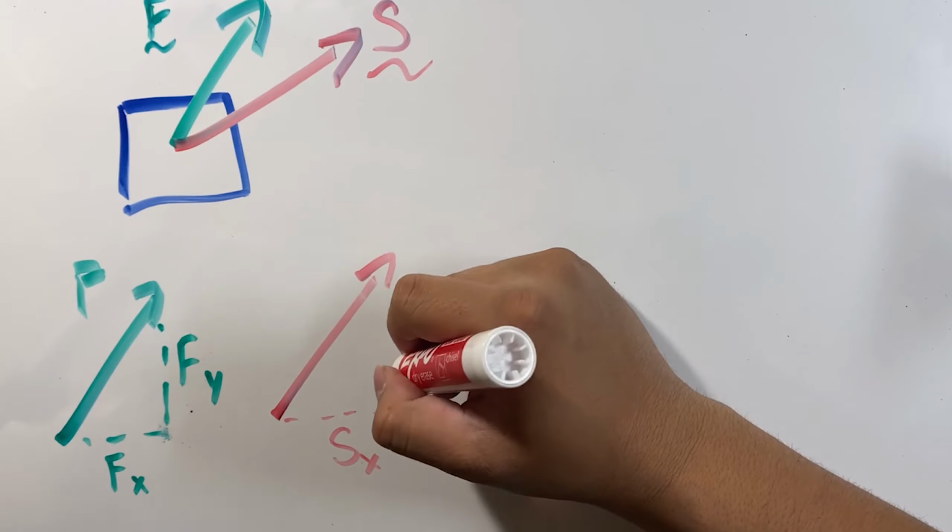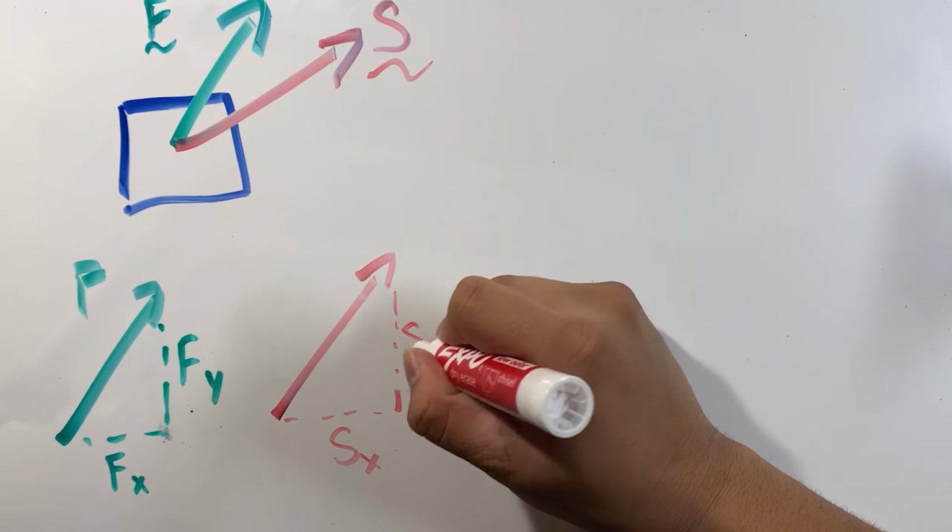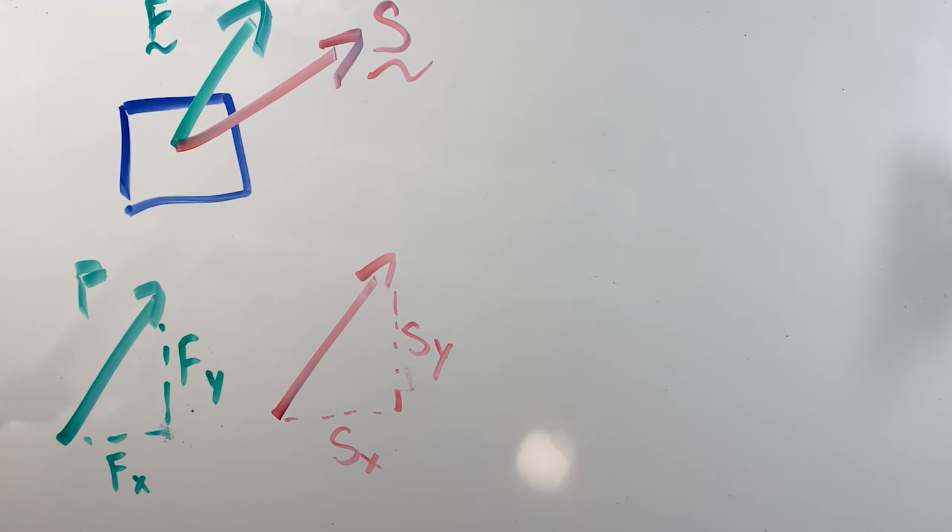Essentially, we isolated its components. It's a vector, so we can just break it up into its components. And what they did is they said, well, why don't we just multiply the components together? I mean, that makes the most sense.